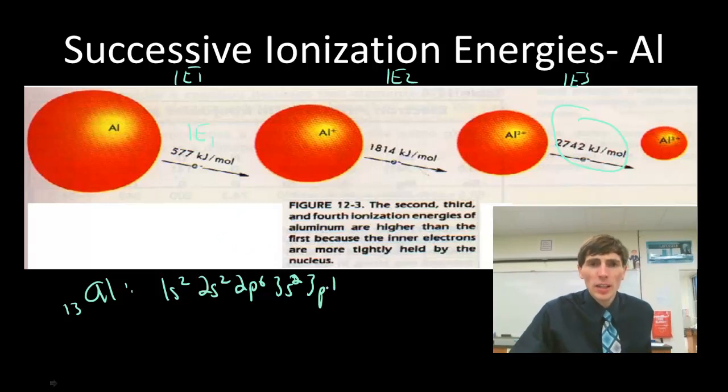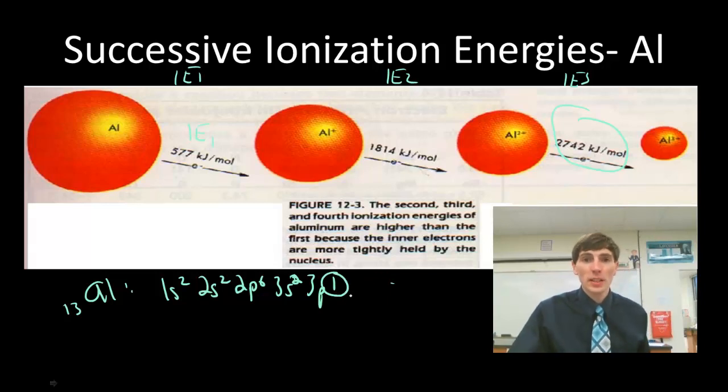Okay, so looking at the 3p1, the first electron. Let's look at this guy here. If I want to remove this electron, the first and outermost energy level electron, it's going to take some energy, but it's going to be relatively low. So the first one's going to be a little bit lower.